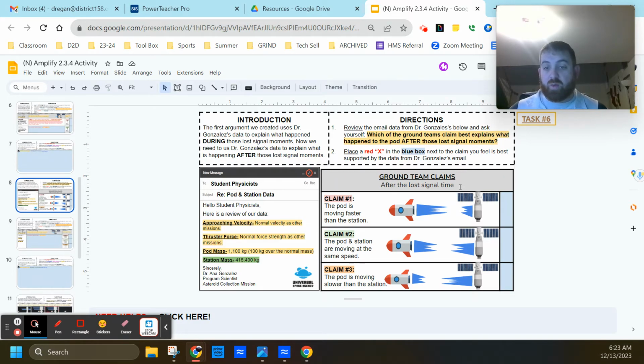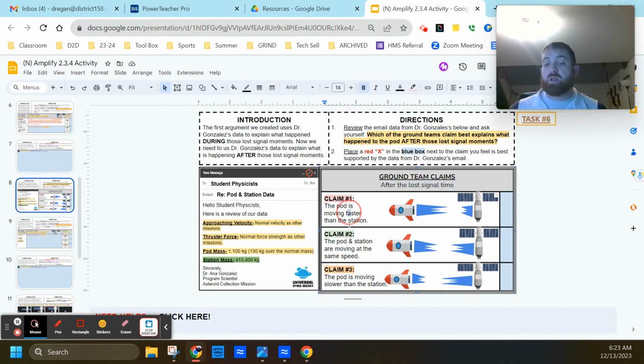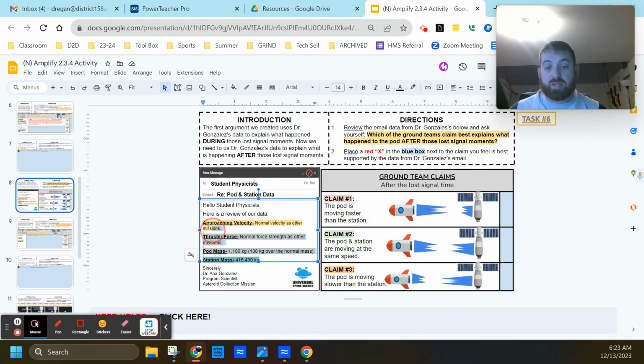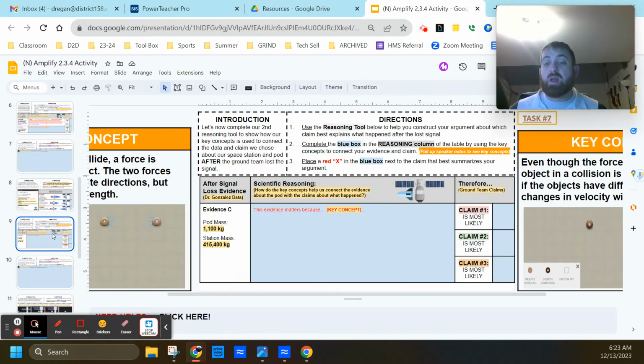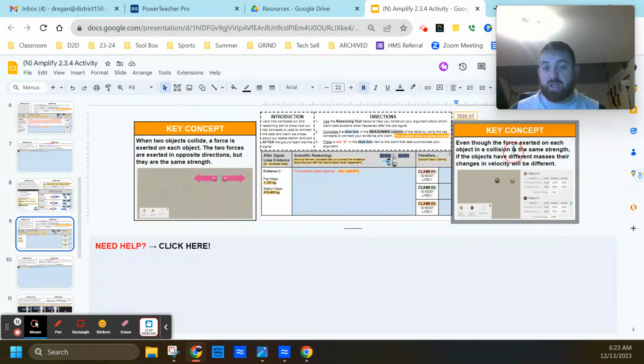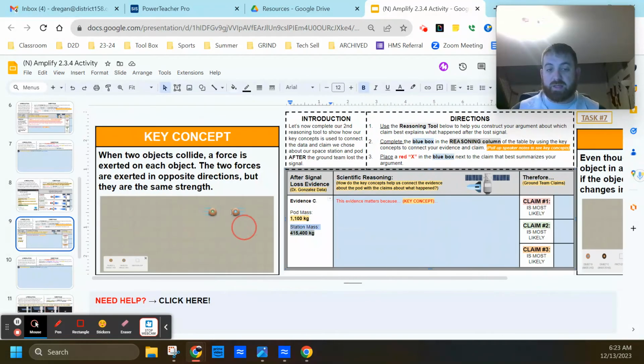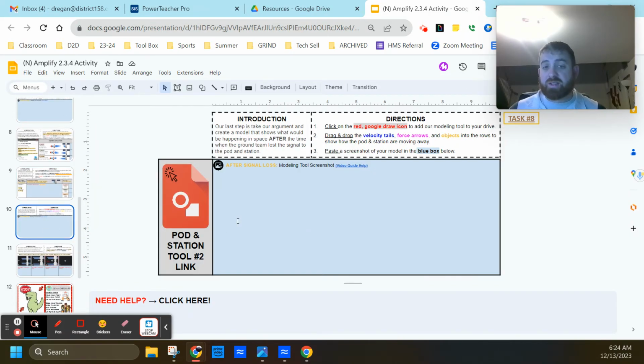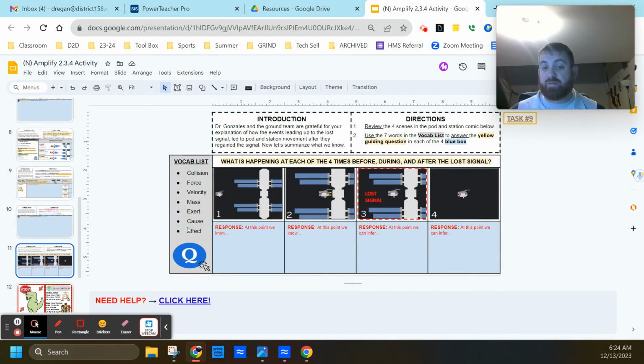And then you'll do that same thing for the second argument. This time, you're going to be focusing on what happened after the lost signal times. You'll have our three claims from our ground team, our data to look over to choose which one's best. And then you're going to do the exact same thing here. Your job will be to choose which key concept is going to help you connect this evidence with the claim that you chose using the same format. What's your key concept? How does it connect to your evidence? How does it connect to your claim? You'll create your model as to what's happening after they lost the signal time. And then you're going to summarize everything in our final comic using our vocab list.